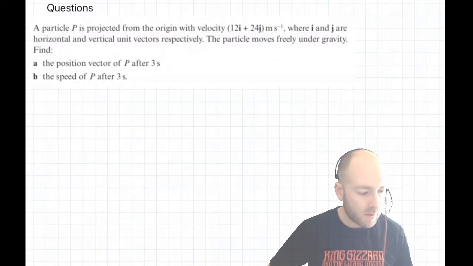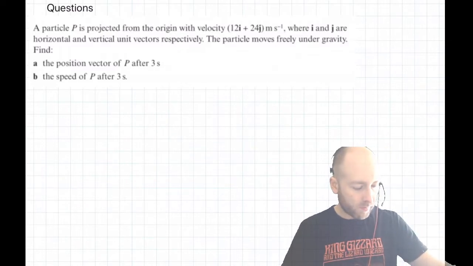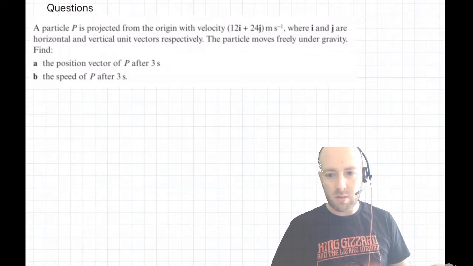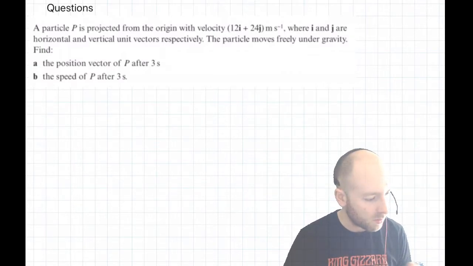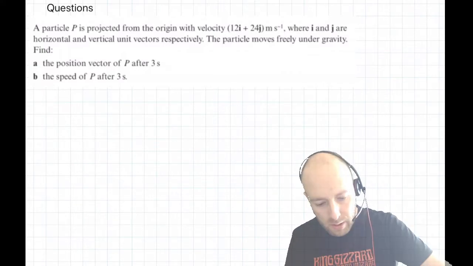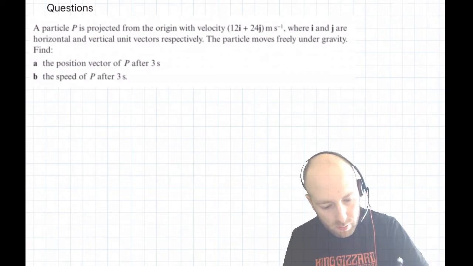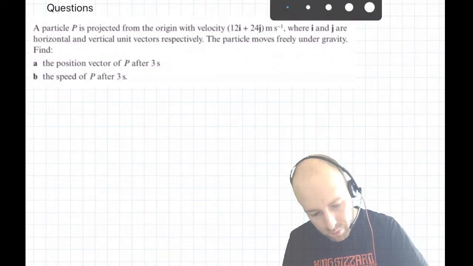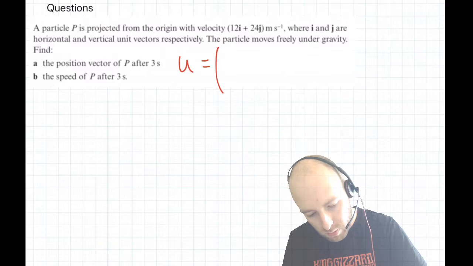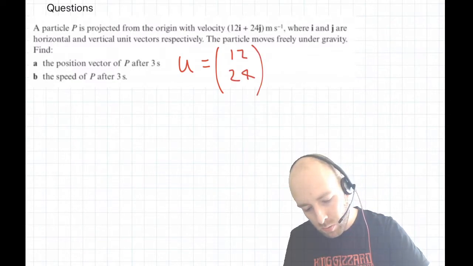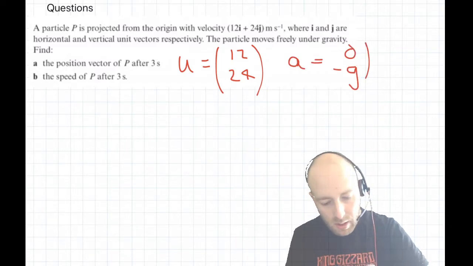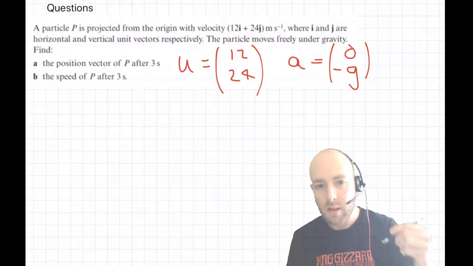Okie dokie. So let's go through this one. See, I wasn't too bad. It's two equations in vector form. If you can deal with vectors, this was quite an easy question. So let's write the stuff we know. Our initial velocity is 12, 24. Freely under gravity, so acceleration is 0, minus g, and t is 3 seconds.